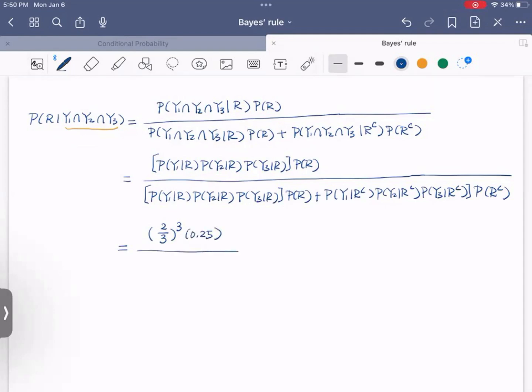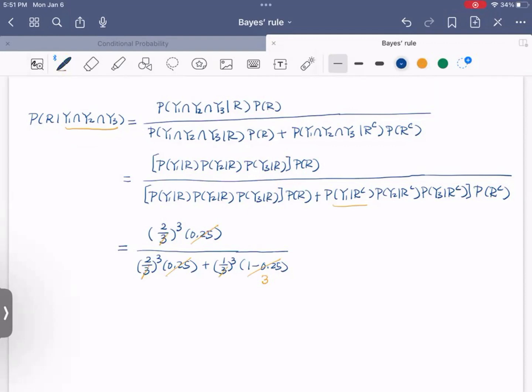Then the denominator, the first term is the same as the numerator. And then the second term, the probability that your friend lies is 1/3, so it should be 1/3 to the 3, and times the probability that it is not raining in Seattle, so 1 minus 0.25. Let's try to simplify this. So 0.25, 0.25, and the last term is 0.75. So cancel out, we get 3 here. And then apparently all of the denominators can be canceled out, so they are all 3 to the 3.